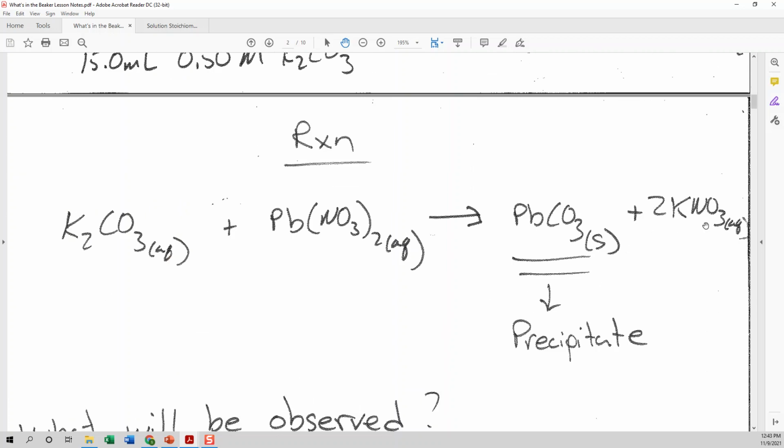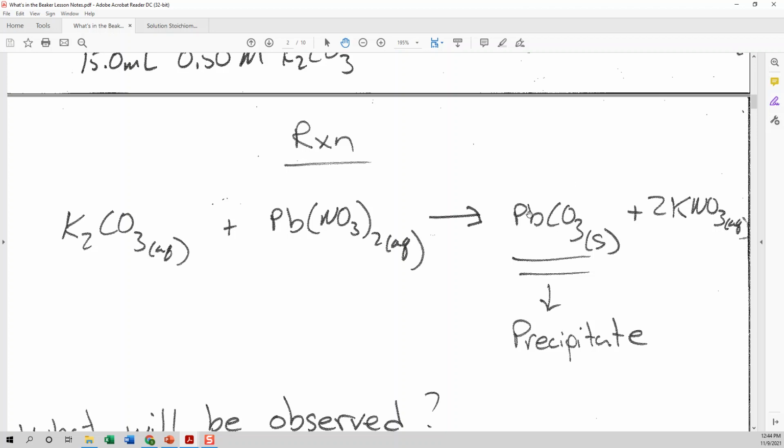The potassium nitrate is going to stay aqueous. Notice they got to put a 2 here to balance it. Okay, that's fine. But we would see solid lead carbonate precipitate out again. And, you know, on the AP exam, most of the time, I would say 99% of the time, they won't make you know your solubility rules. A lot of times they'll tell you what the precipitate is. In this case, it's lead carbonate. But other times they might just say a precipitate forms.